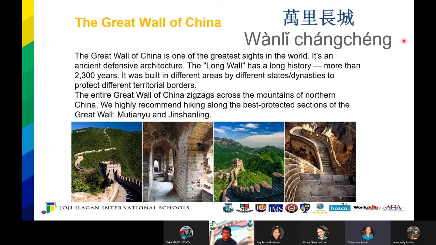We highly recommend hiking along the best protected sections of the Great Wall, Mutianyu and Jinshanling. The Great Wall of China is one of the greatest architectural wonders of the world, no? They say you can actually see the Great Wall from space. When you go to space, you can still see the Great Wall of China.